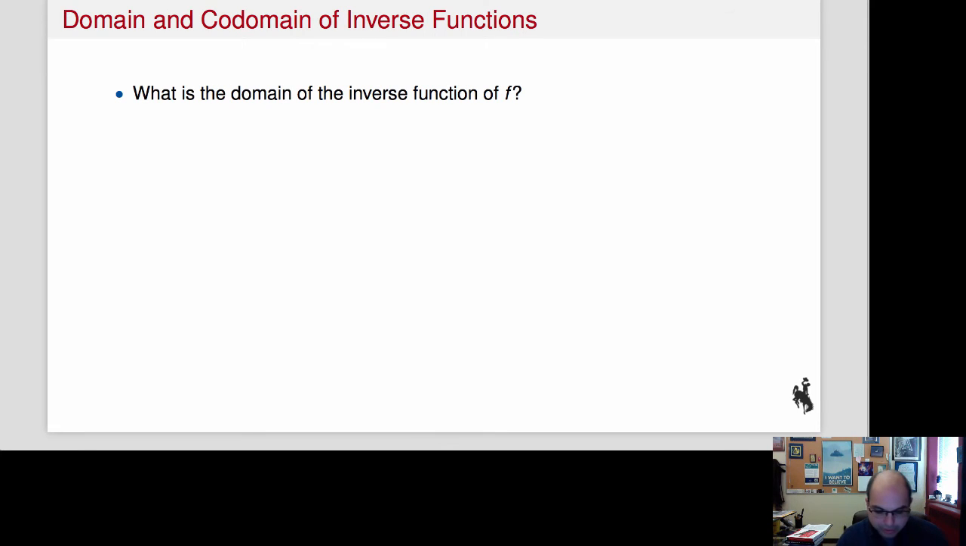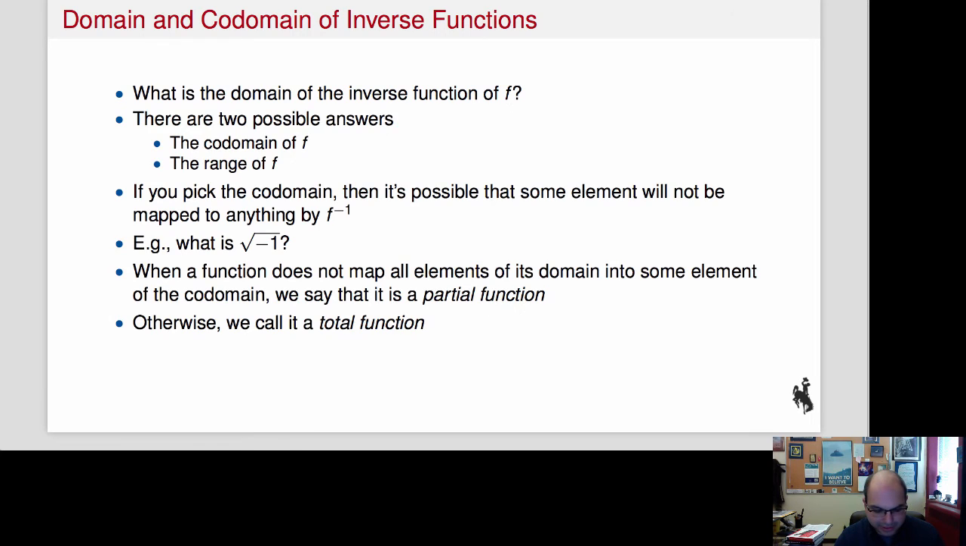Okay, so let's talk about domain and codomain of inverse functions. Actually, I think you can pretty much guess this. The domain of an inverse function, you can think of it as either the codomain of f or just the range of f. If you pick the range of f, then every element of there is actually mapped by some value in the domain, which means that our function is total, right? For any x, f of x actually really does exist.